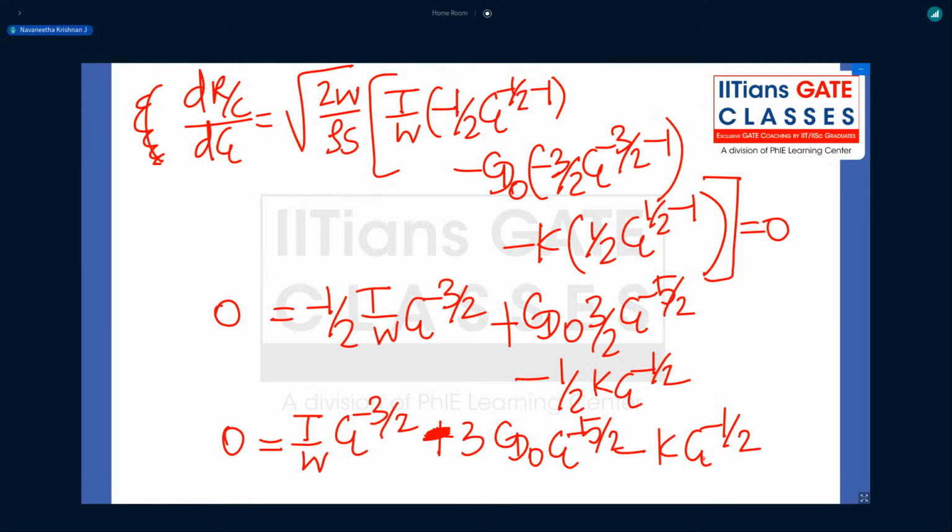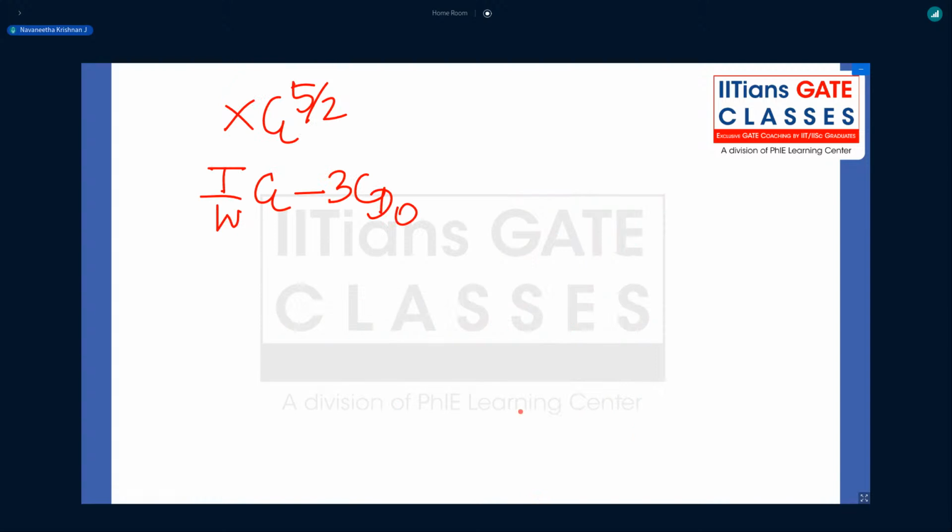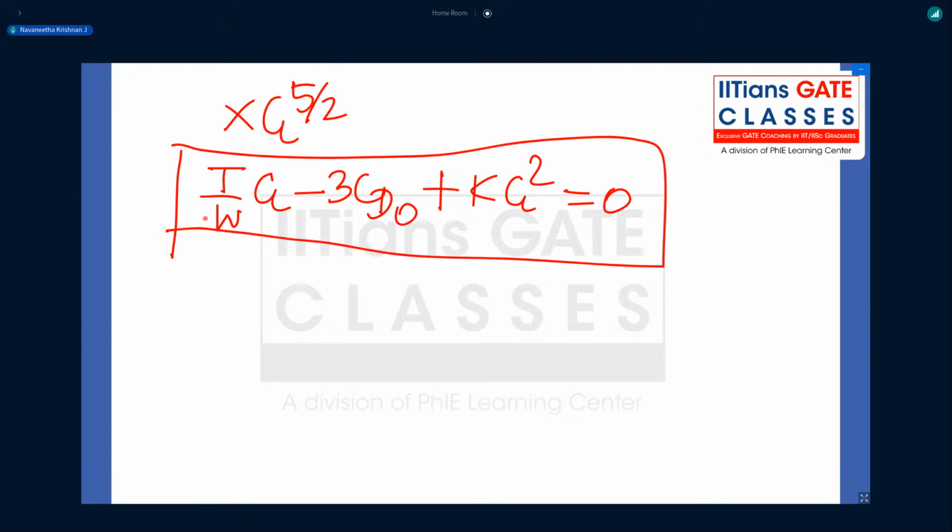The last quantity, CL minus 1 by 2 plus 5 by 2, so it will become 5 minus 1 by 2. 5 minus 1 is 4, 4 by 2 will become 2. So it is plus K CL square. That is equal to 0. This is the condition for maximum rate of climb for a jet engine aircraft.